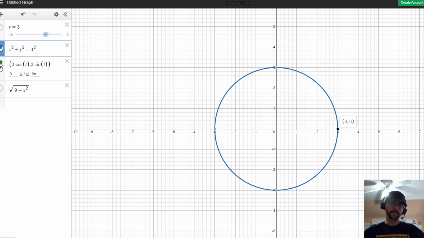The third type is polar coordinates. To graph our circle in polar coordinates, you just say r equals 3. And you'll see that gives us the same area. When I switch between them, you can see the circle still covers the same exact points in space.